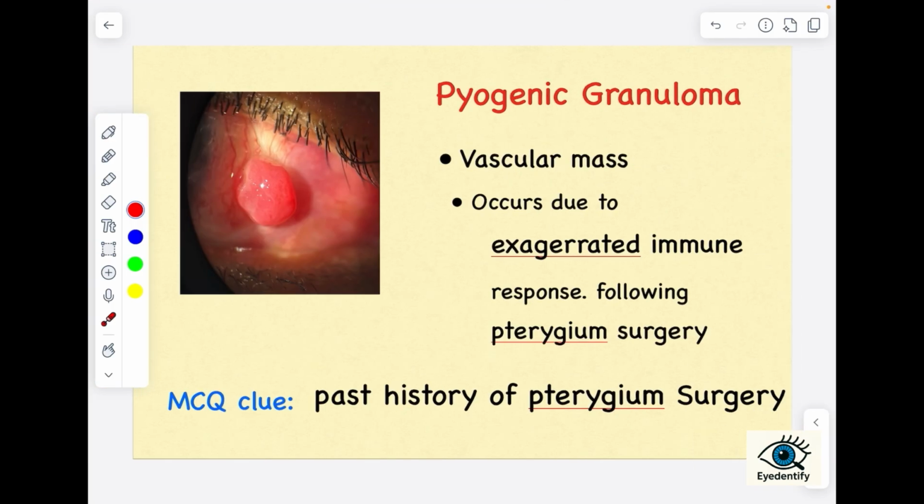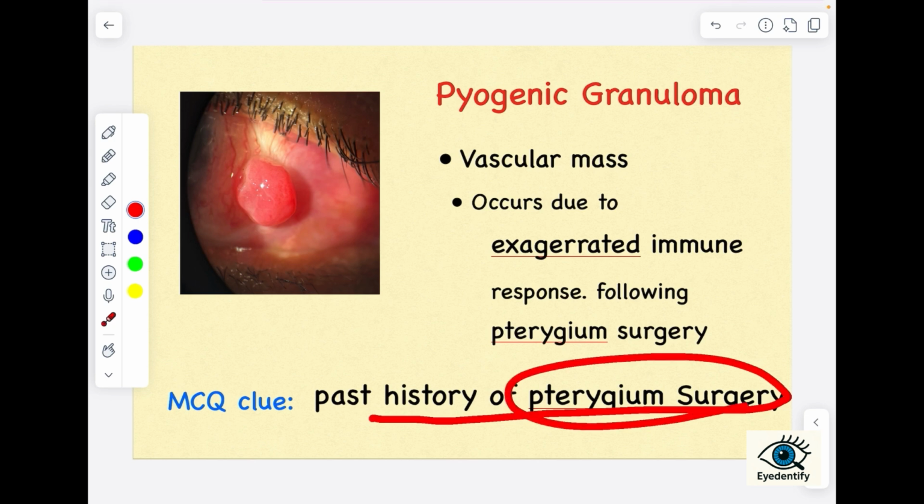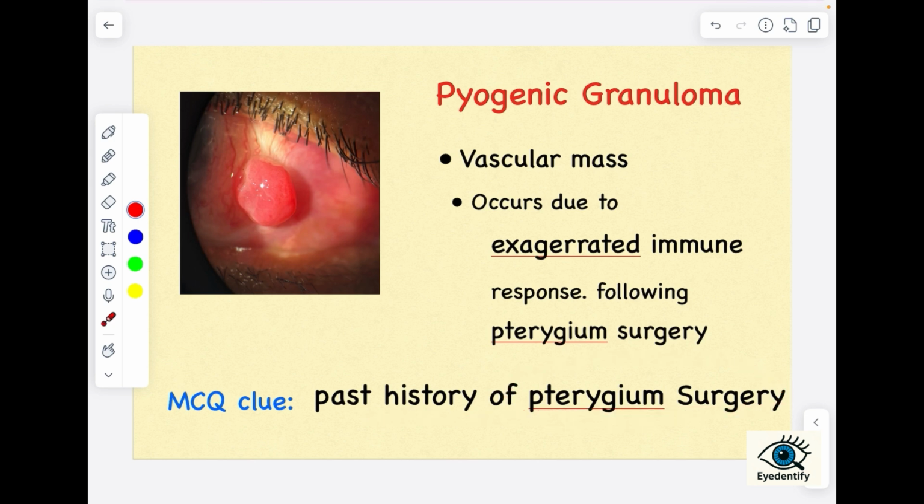Third P is pyogenic granuloma. It will look like this. It is a vascular mass that occurs due to an exaggerated immune response following pterygium surgery. So the very important MCQ clue will be the past history of pterygium surgery. The patient will have a past history of pterygium surgery, and this mass bleeds on touch. When you try to touch it, it bleeds.